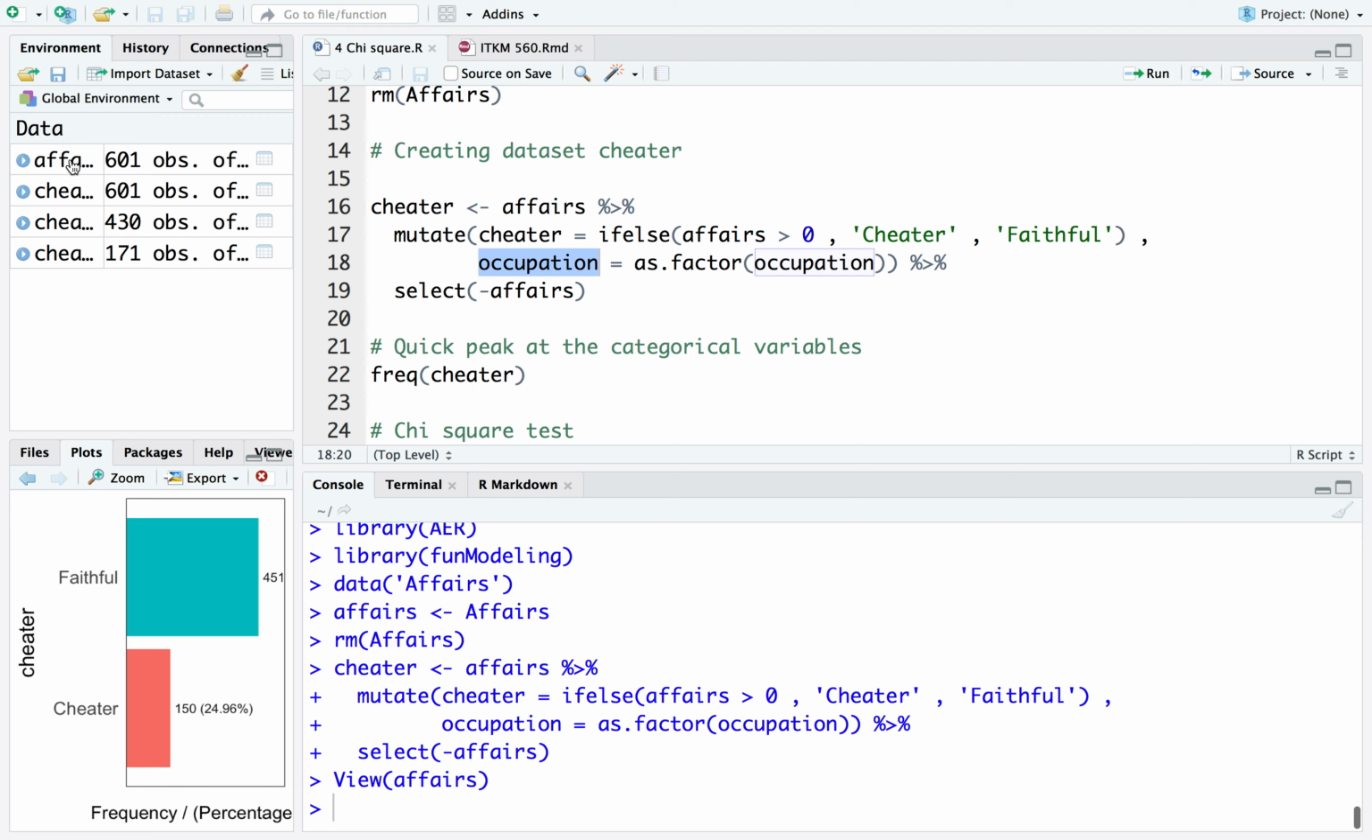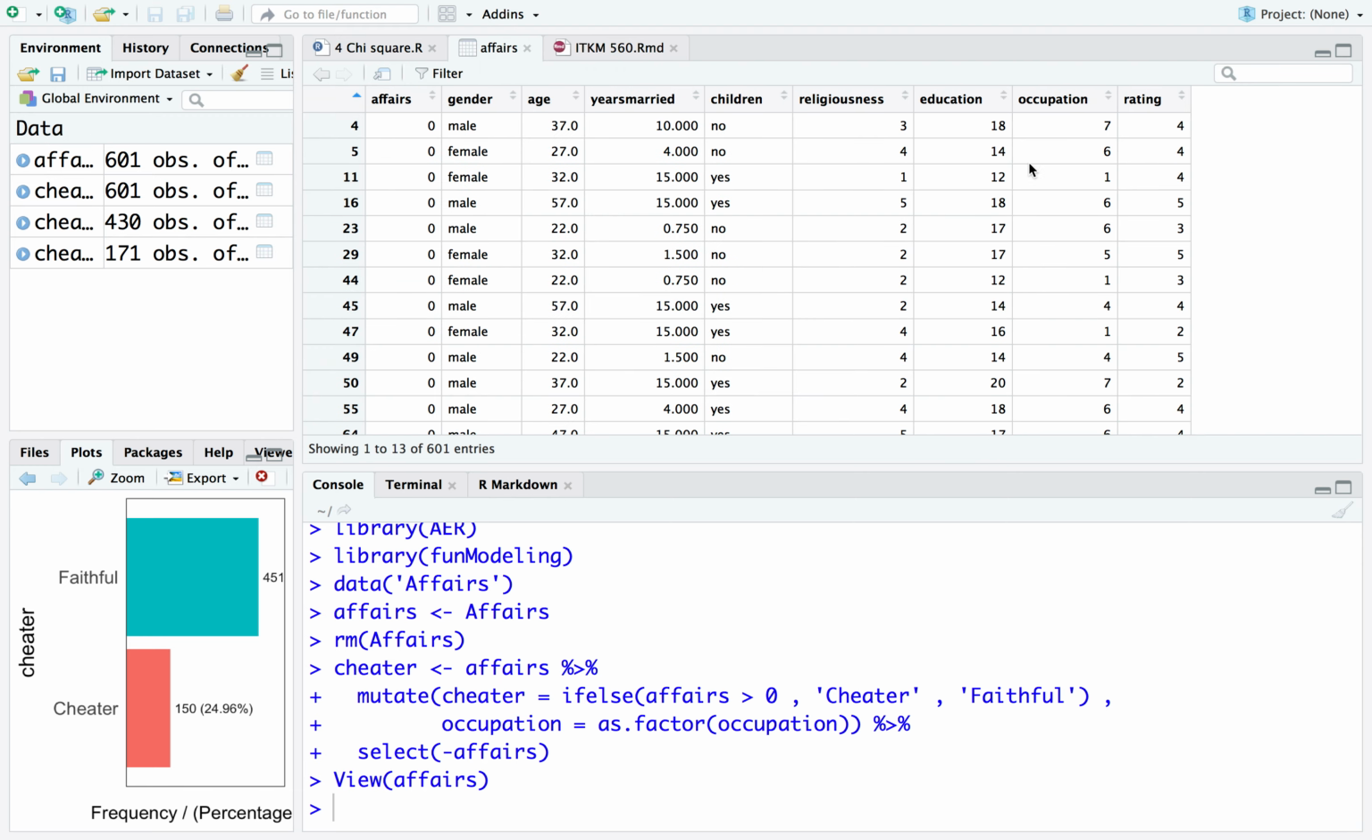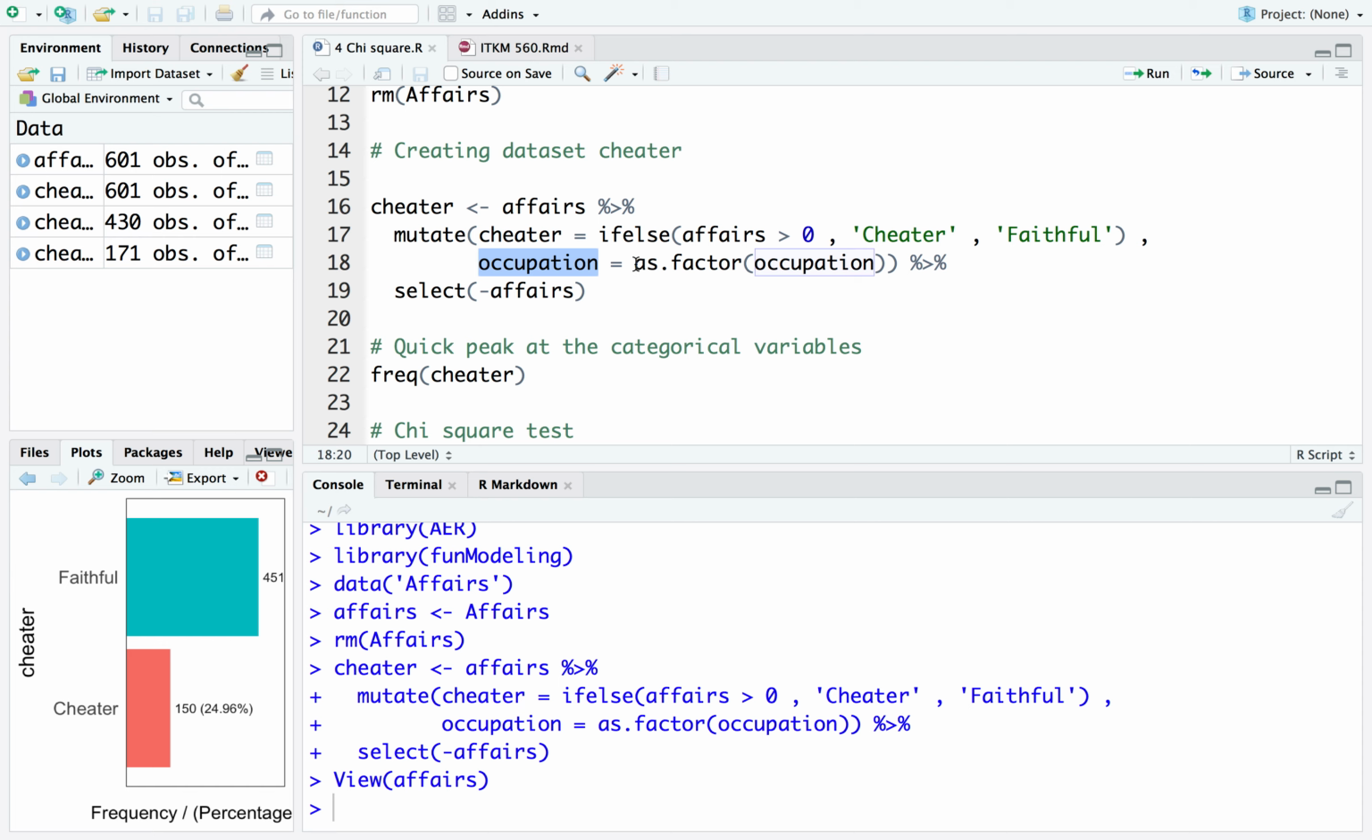Occupation already exists here. However, I know that it's a number in the data set, but I want it as a category. So I'm going to say as.factor occupation. That makes it a categorical variable. Then I'm just going to remove the variable affairs from the data.